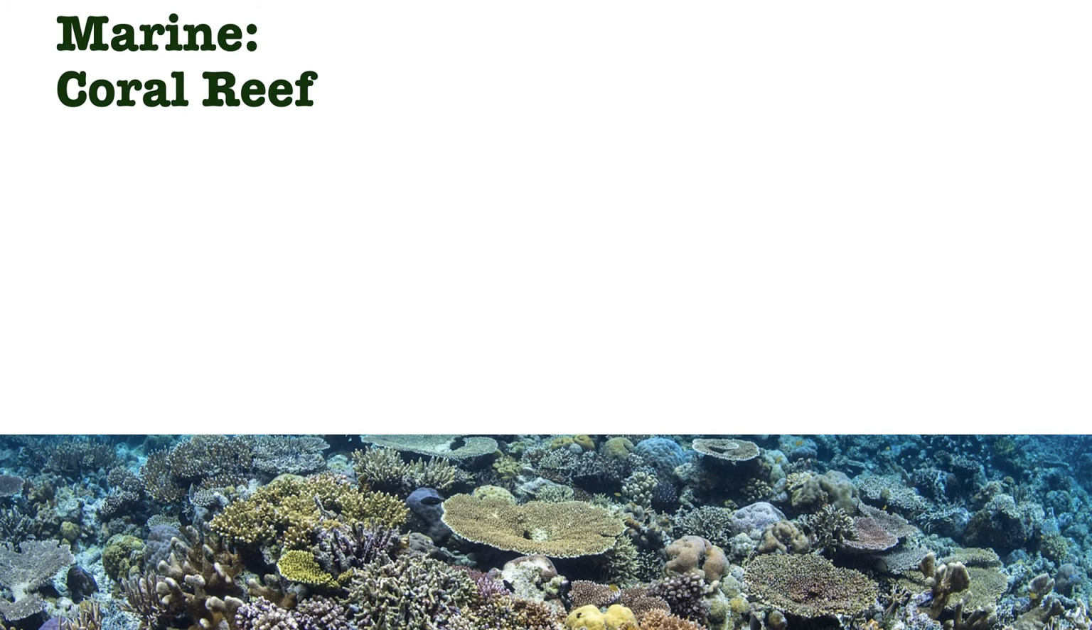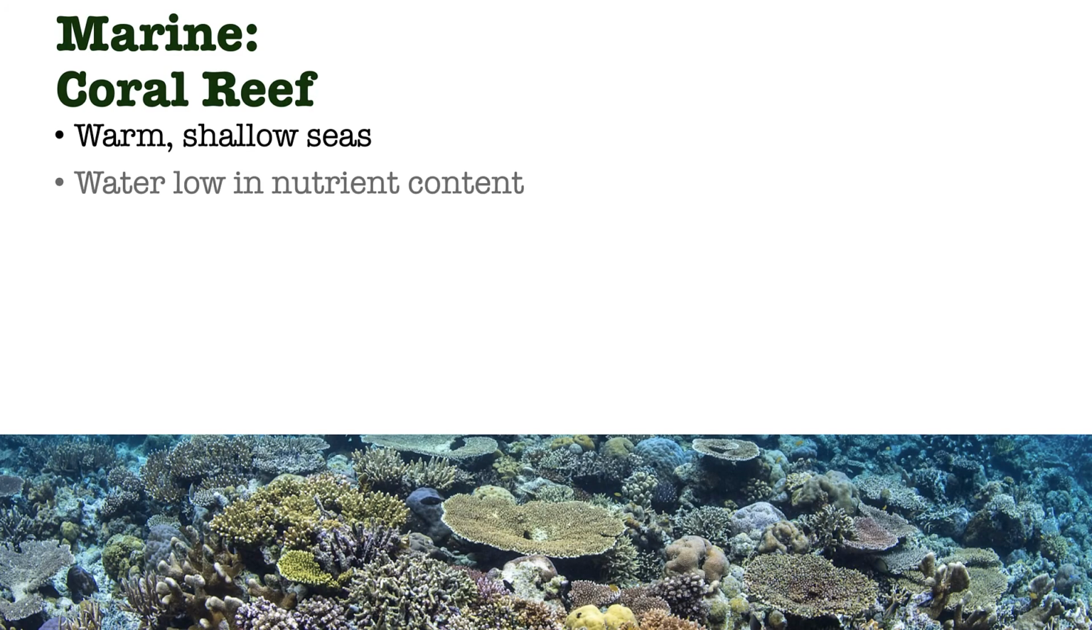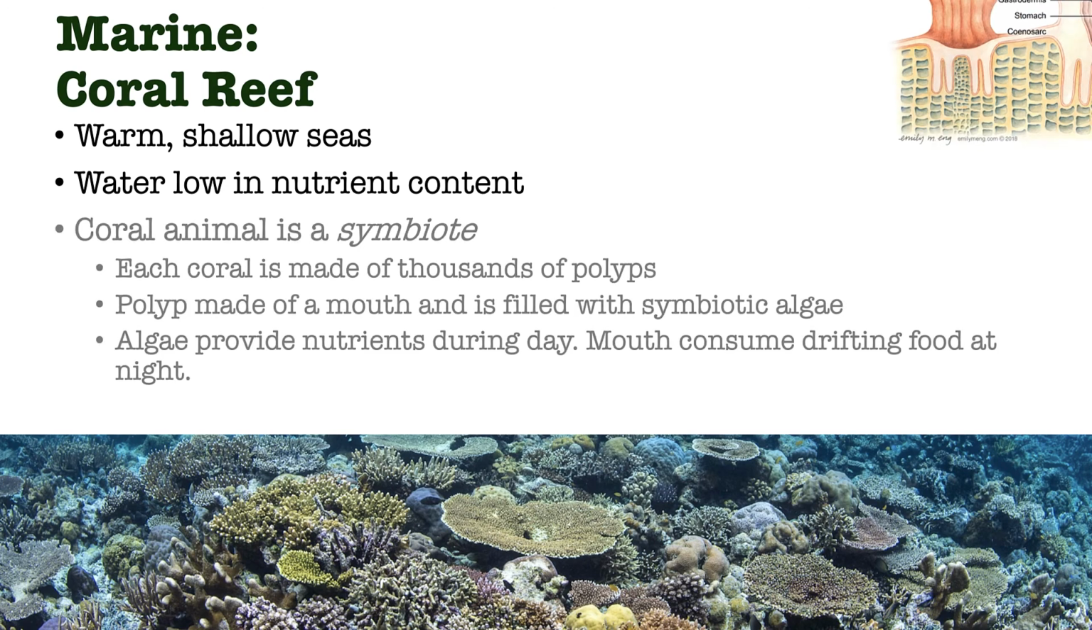Now, one of the more popular biomes would be a coral reef. They tend to be in shallower, warm seas, not a lot of nutrients there. So the reef itself is what creates so much biodiversity. Otherwise, there's not a lot of plants going on. There's not a lot of photosynthesis, not a lot of productivity, not a lot of nutrients.